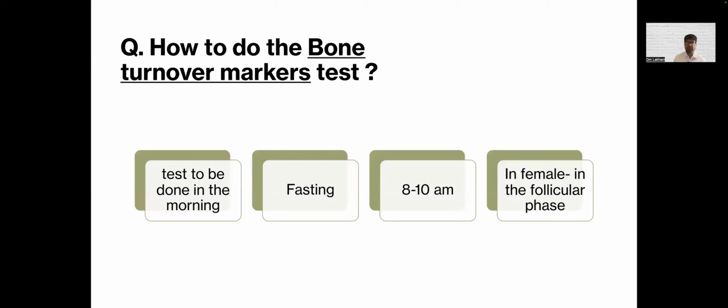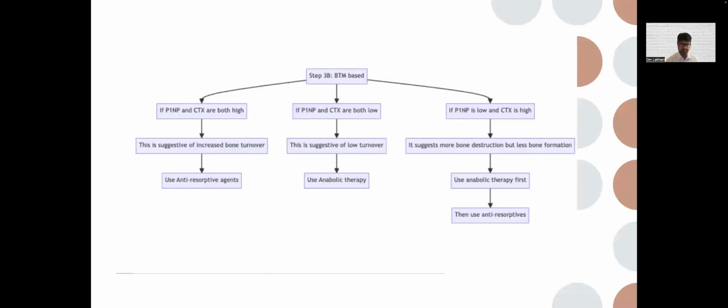How do you test for bone turnover markers? Like I said, bone turnover markers are now easily available in a lot of labs. They need to be done generally in the morning, fasting, between 8 to 10 a.m. And if it's a premenopausal woman who is menstruating, you need to do it in the follicular phase of the cycle. Of course, we are mostly doing this in postmenopausal women.